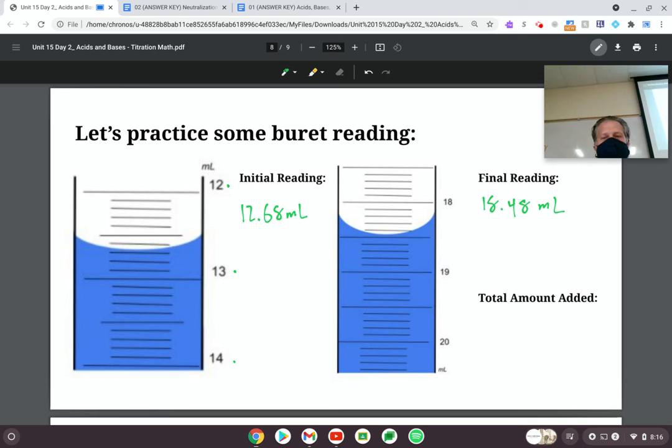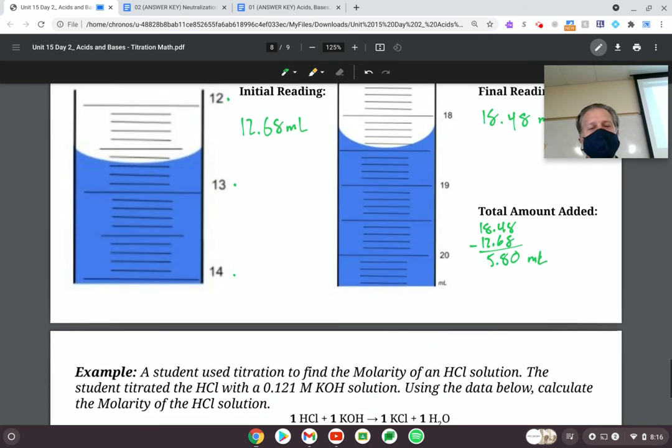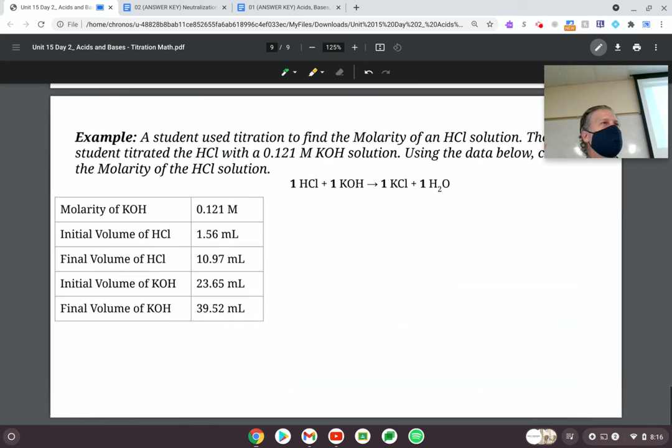So how much was actually added? Well, that would simply be 18.48 minus 12.68, which gives 5.8 milliliters. Did I do that math right? Hopefully. I think so. All right, so that's how we get our value that we've added. We always have our initial and our final. And now we have an example of doing basically the same problem, except in a lab setting.